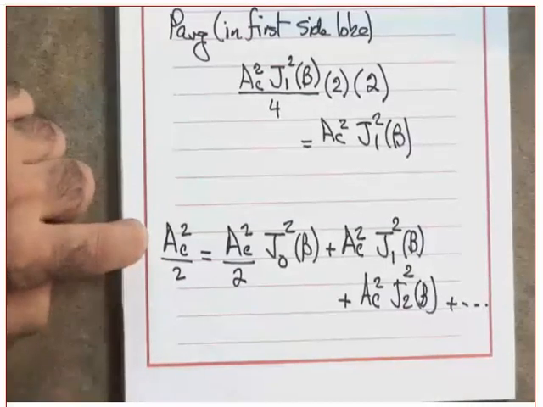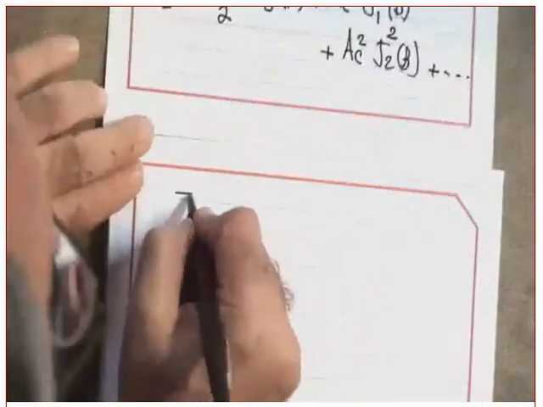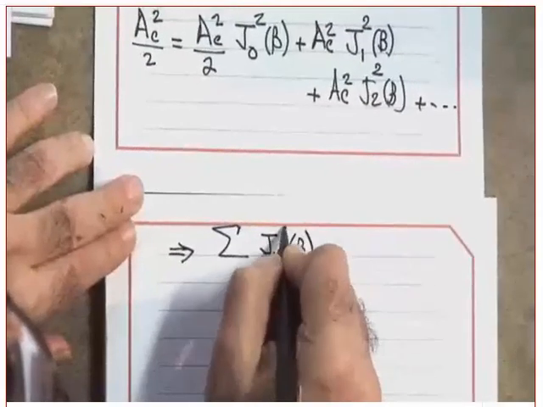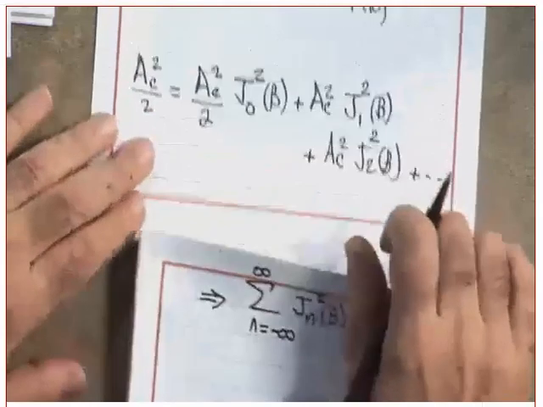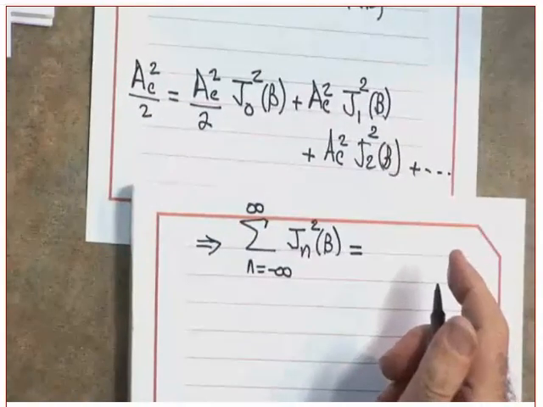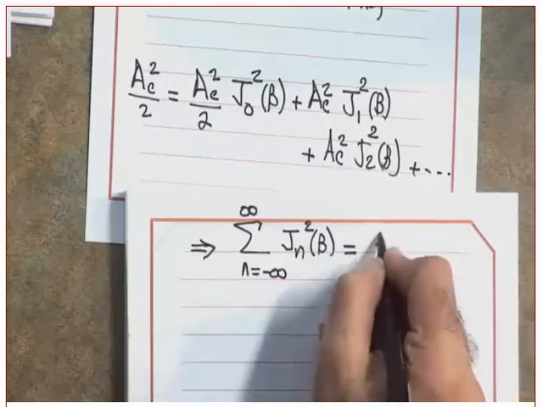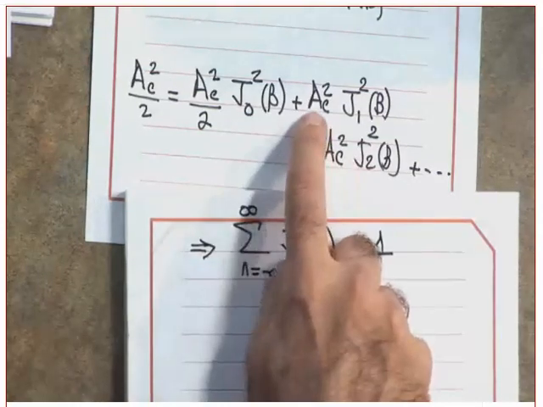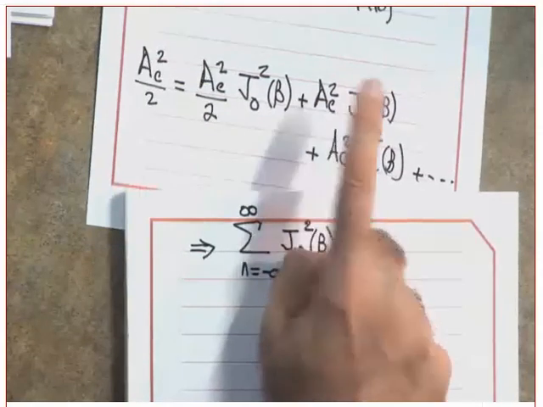Why is this equal to AC square over 2? Because that's the total average power. Agree? Yes or no? So what do I have? That implies summation must be equal to what? I'm still waiting. That must be equal to what? Clear? Okay, by the way, you can write AC square over 2 and multiply this by 2. Did you get my point or not?